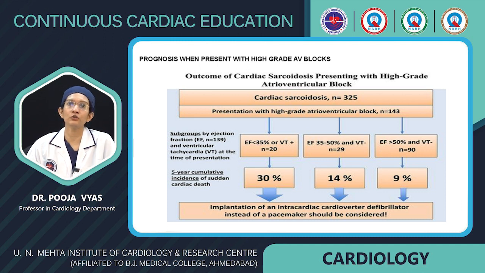And what they found was in group 1, the 5-year cumulative incidence of sudden cardiac death was 30%, which is quite high. And in the other groups, the 5-year cumulative incidence of sudden cardiac death was 14% and 9% respectively. So if the patient presents with high grade AV block, then implantation of ICD instead of pacemaker should be considered if the patient comes with cardiac sarcoidosis and high grade AV block.